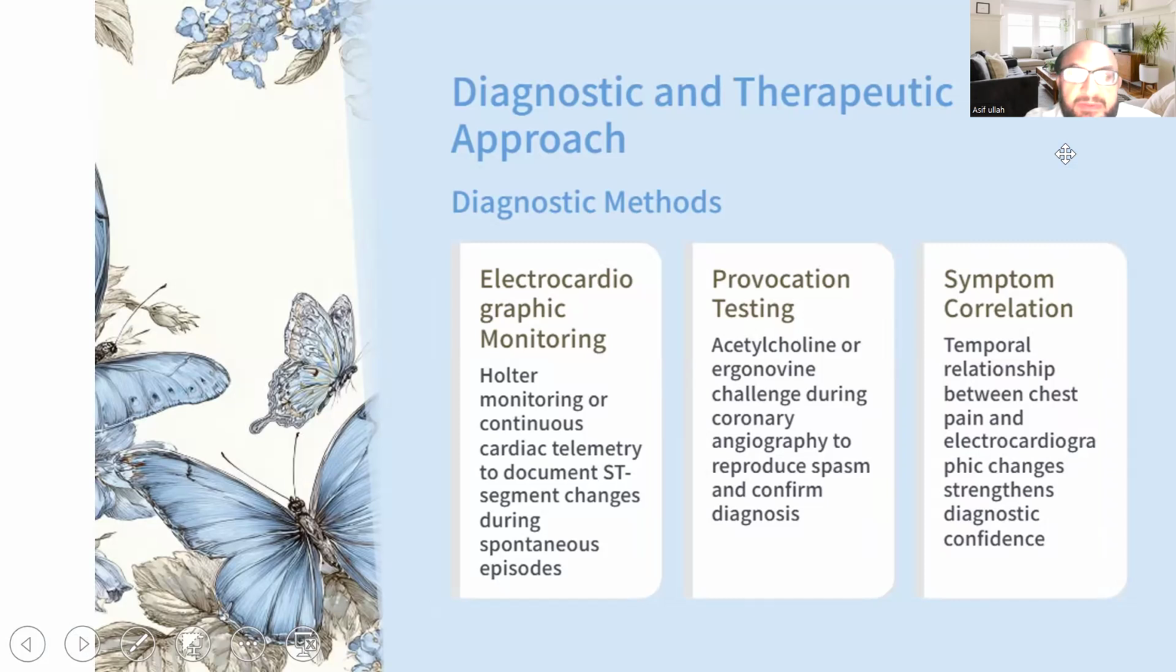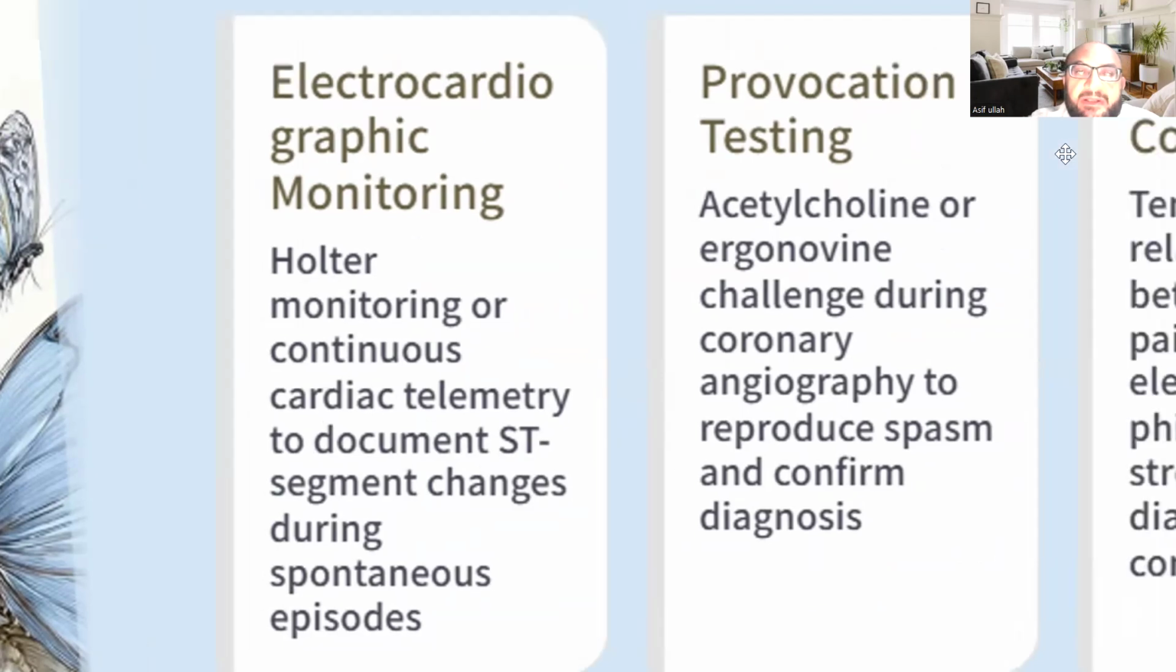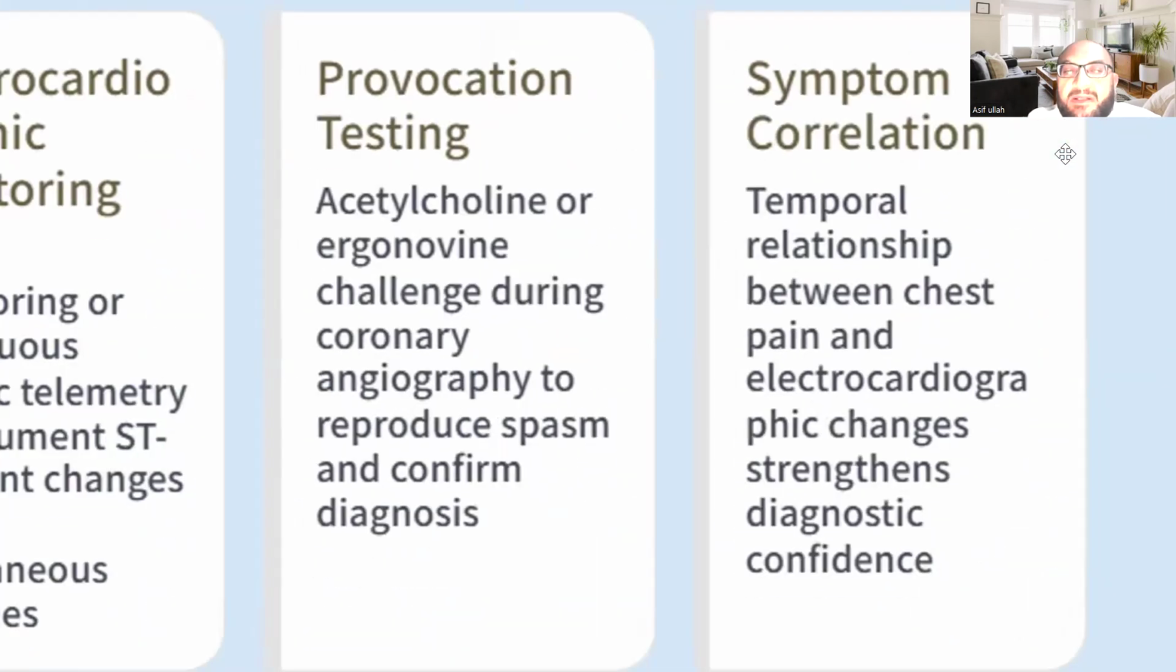So you do have Holter monitoring or continuous cardiac telemetry to document ST changes during spontaneous episodes. Acetylcholine or ergonovine challenge during coronary angiography to reproduce spasm and confirm the diagnosis. Symptom correlation, the temporal relation between chest pain and ECG changes, strengthens the diagnostic confidence.